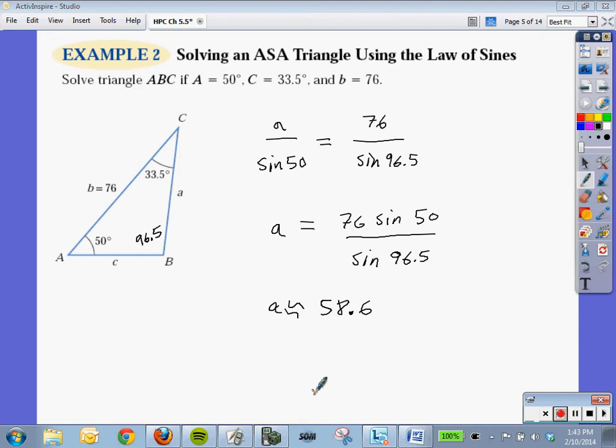So are we all coming up with 58.6? Yeah. Okay. Is it okay to assume that since we found little a, we could probably find little c on our own? Yeah. So move on to the next problem? Yeah. All right.